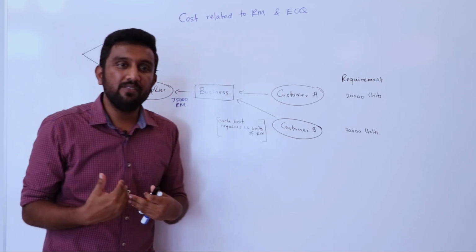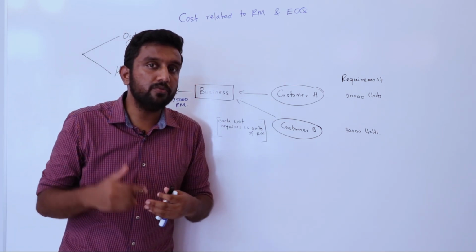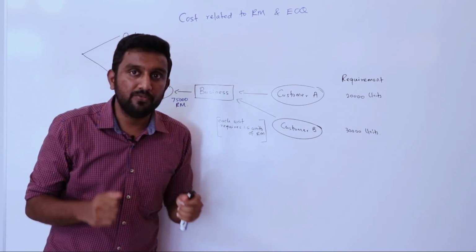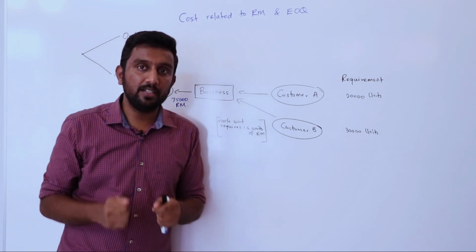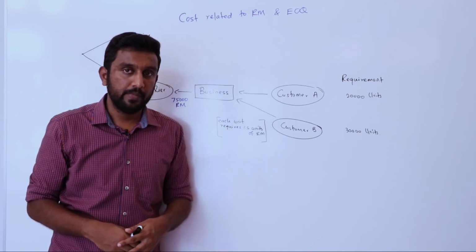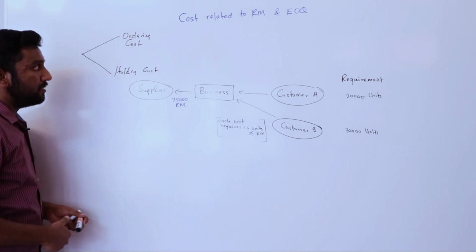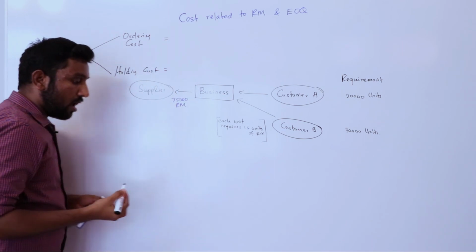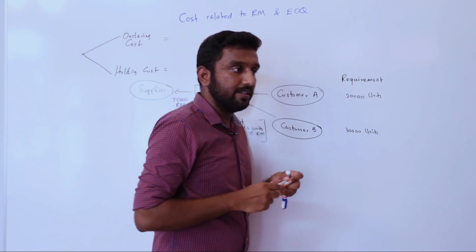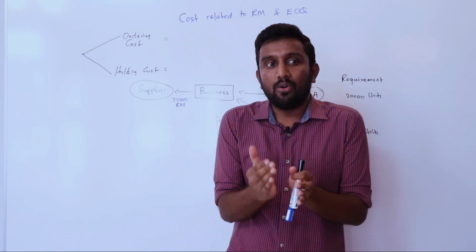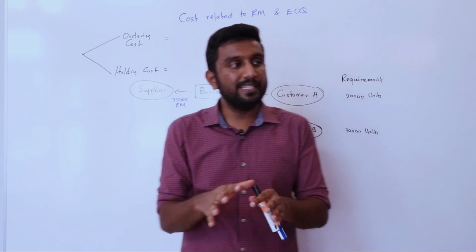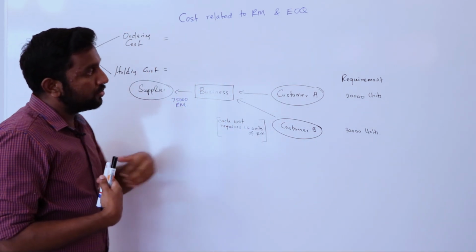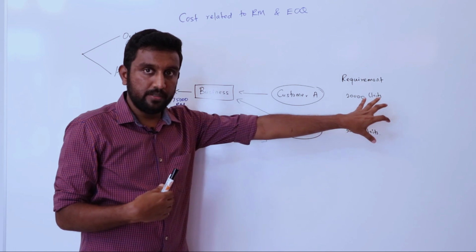So how many units are we going to receive? We're going to receive 75,000 units. Once we receive 75,000 units, we're going to store the entire 75,000 units in our warehouse. So let's take this as an example, and we're going to calculate these two costs related to the raw material. This business, as I already told, has just started. So they don't mind about this cost, they just want to satisfy their customers.